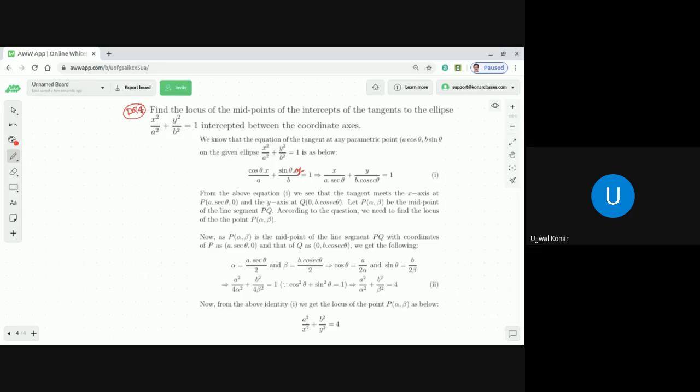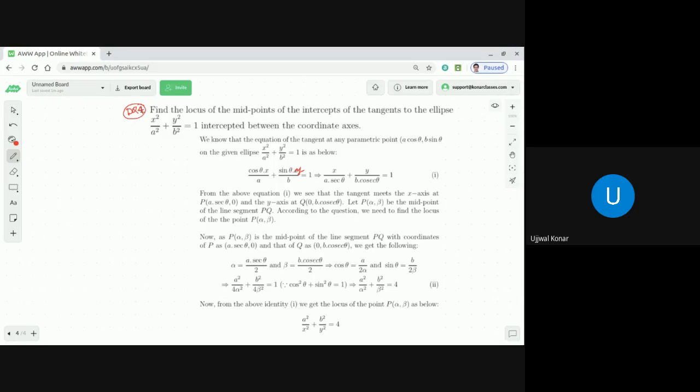Now, from the above equation 1, we see that the tangent meets the x-axis at the point P, a sec theta comma 0, and the y-axis at Q, 0 comma b cosec theta. Let P alpha comma beta be the midpoint of the line segment PQ. That means alpha should be equal to a sec theta plus 0 by 2, that is a sec theta by 2, and beta equal to 0 plus b cosec theta by 2, that is b cosec theta by 2. According to the given question, we need to find the locus of the point alpha comma beta.